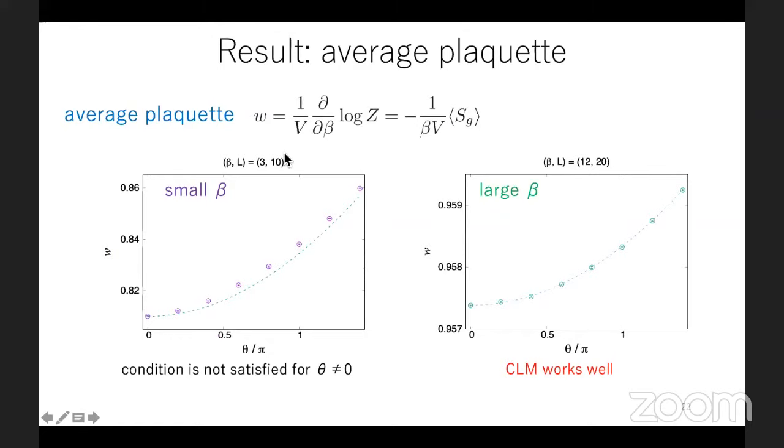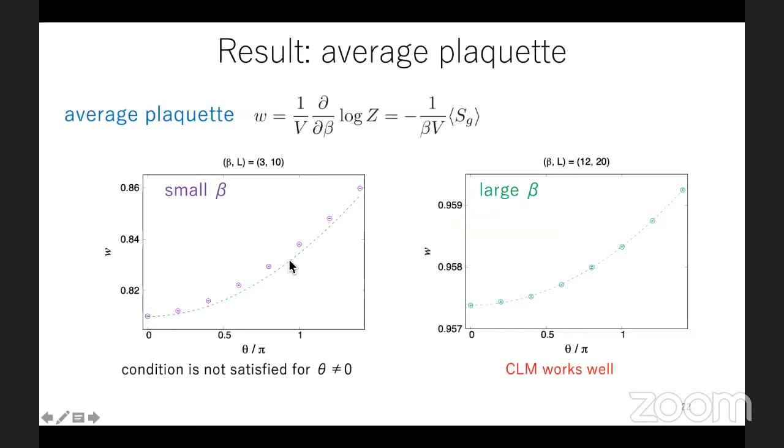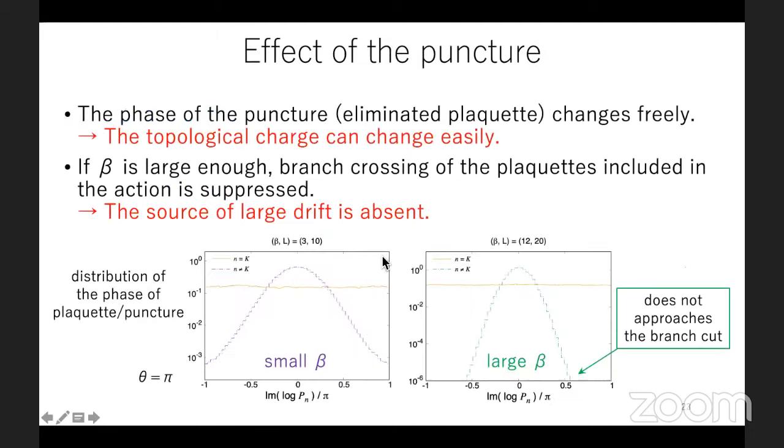And let me show the result of the observable. Again, we choose the plaquette average. For the small beta case, it corresponds to this purple line. The condition is not satisfied, so the observable deviates from the analytic value at theta not equal to 0. But on the other hand, for large beta, the complex Langevin method works well, and the simulation result reproduces the analytic solution. Actually, we checked other observables too, but I skipped that.